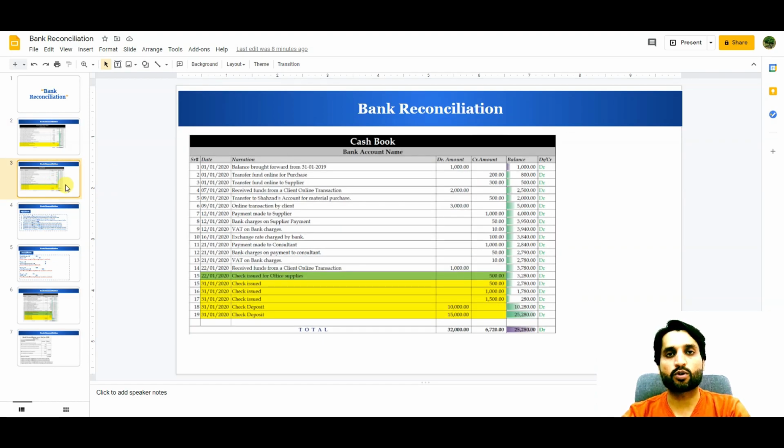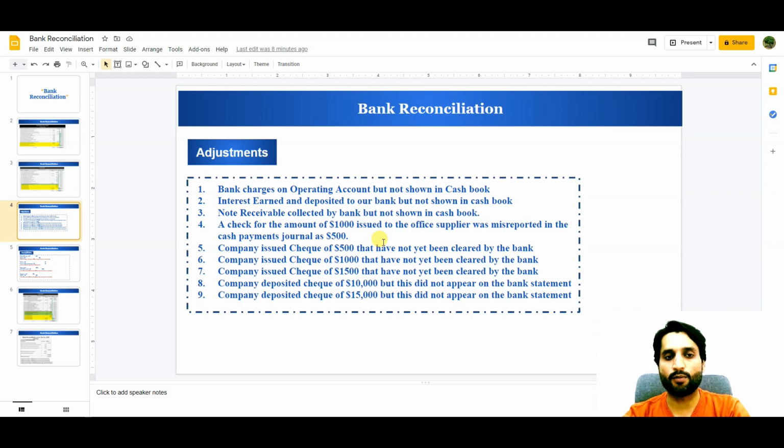So we need to compare and bring the outcome of all these missing entries. The bank charge is charged by the bank but not yet recorded in the cash book. We don't have this entry in our cash book. Interest earned and deposited to our bank but not shown in the cash book. We don't have this entry either. Note receivable collected by bank but not shown in the cash book.